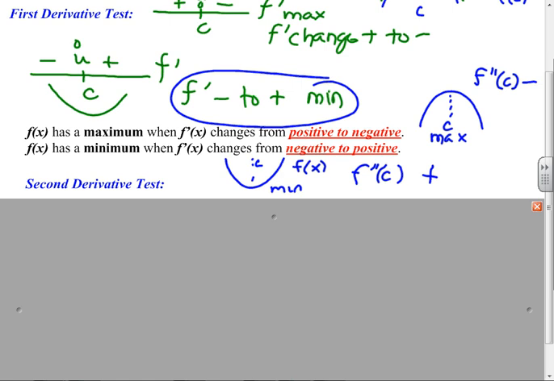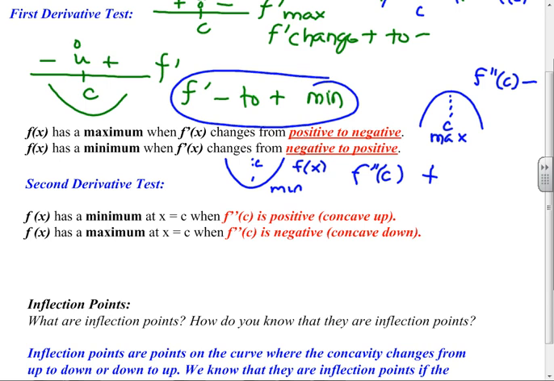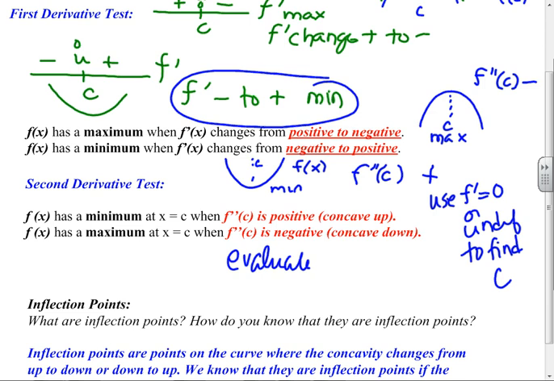First, you have to find the c value, and you have to use the first derivative. So you set f prime equal to 0 or undefined to find c. And then you evaluate f double prime of c. And if it's positive, that means my function's concave up at that point. If it's negative, it means it's concave down at that point. And then I just draw the picture. Oh, it's a max or it's a min. And they can force that. They will force it. You will see one question on the exam that will ask that question.